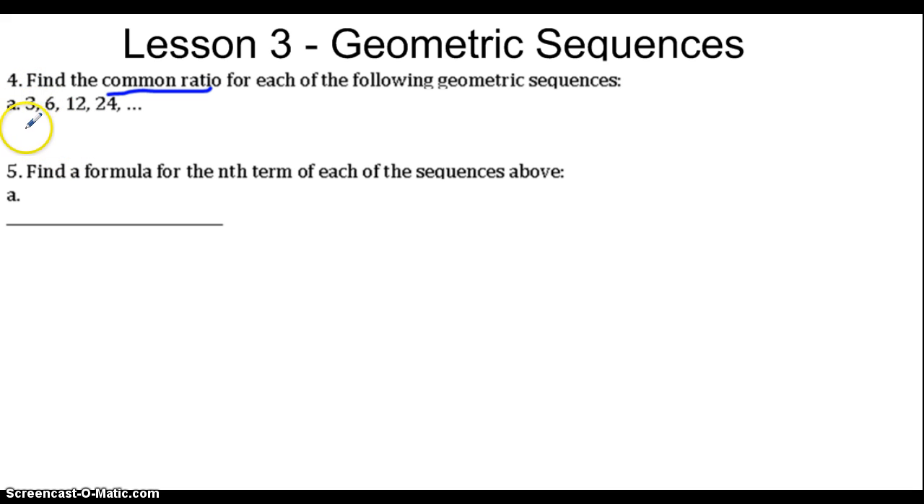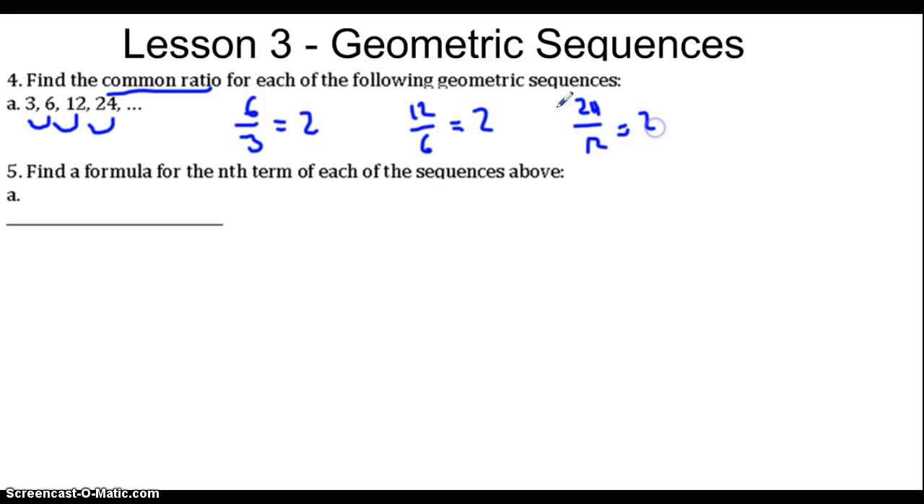Well, let's look. The ratio of 6 to 3 is equal to 2. Okay, well, that's the ratio there. The ratio of 12 to 6 is 2. And the ratio of 24 to 12 is, well, let's see, 2. So this has a common ratio of 2. And that makes sense because I'm multiplying every time by 2.